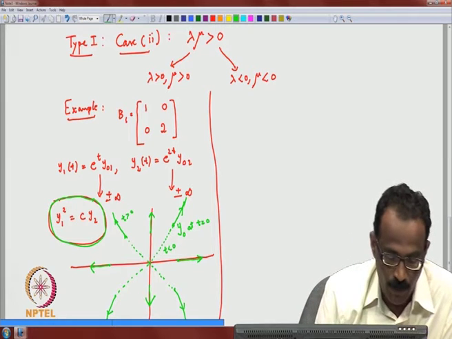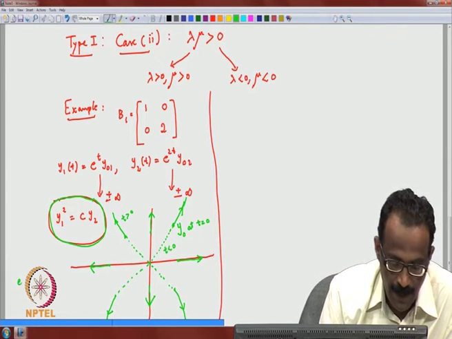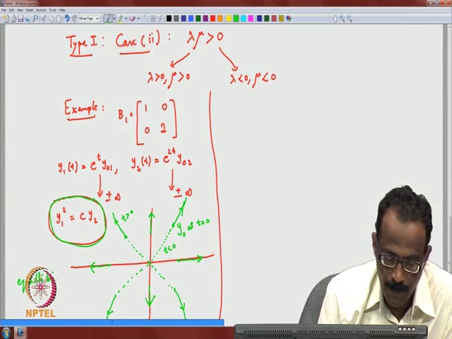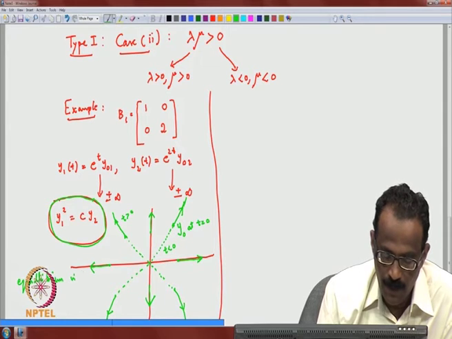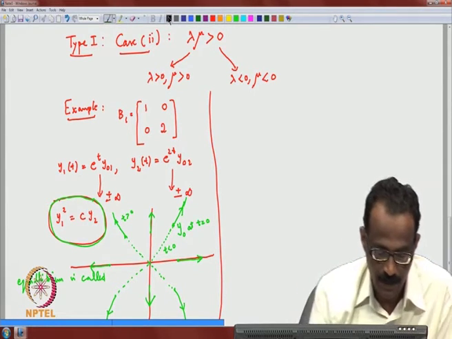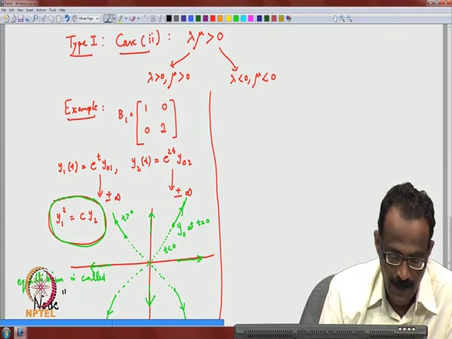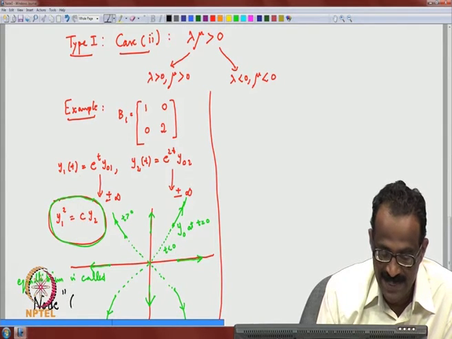Such an equilibrium point is called a knot. Let me write this down: node, N-O-D-E, and this is unstable.